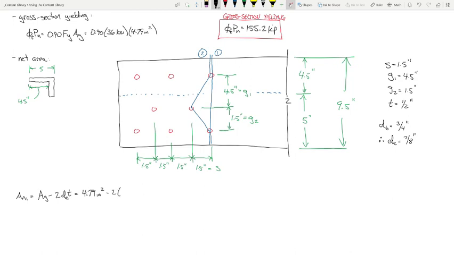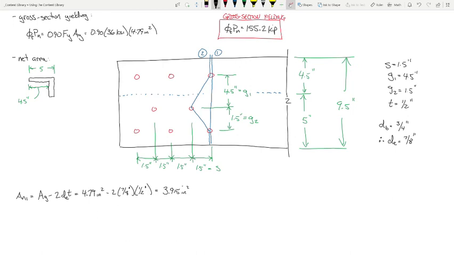4.79 minus 2 times 7/8 times 1/2. And so what do we get for that? We'll say 3 decimal places if we can, just to make sure we're all getting the same answer. 3.915. Do I have a second on that?